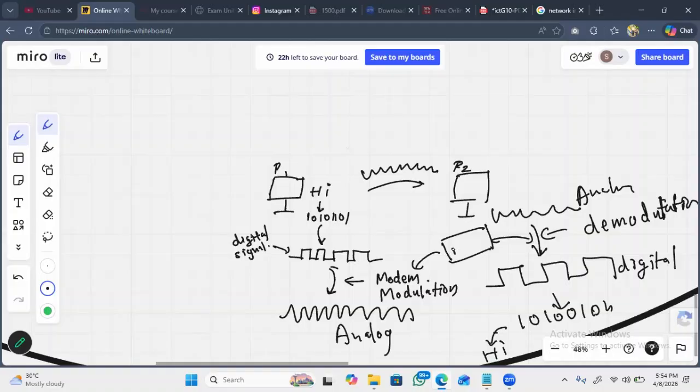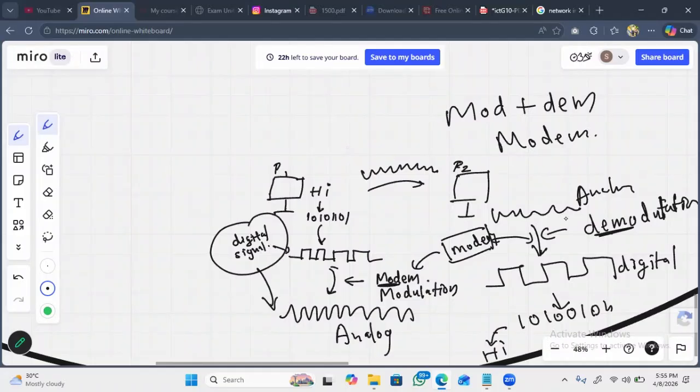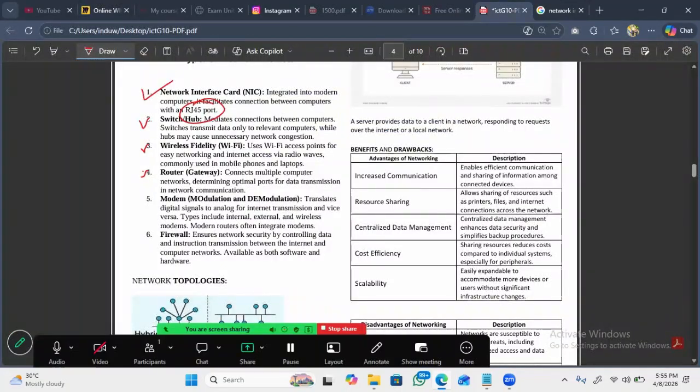Now both the operations are done by one central device. The central device is the modem. Why are we calling it a modem? See, modulation, MOD, demodulation, DEM. Modem. That is modem. What is the process? Converting digital signals to analog signals, and analog signals back to digital signals. That is the process. Nothing hard. Modulation and demodulation.